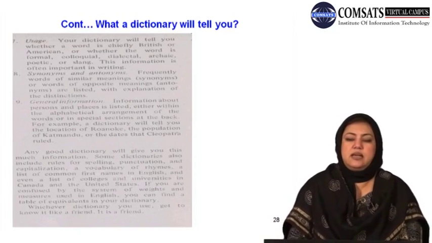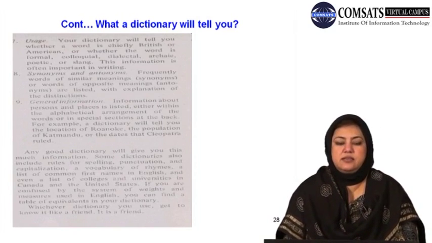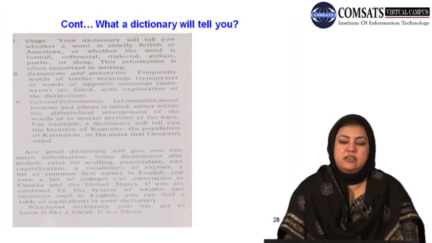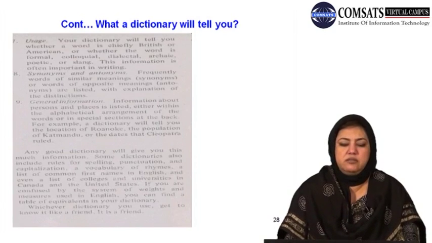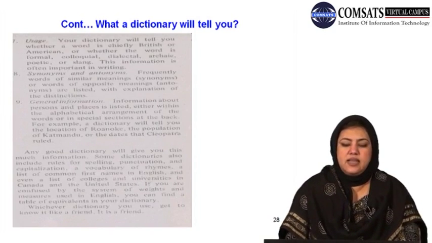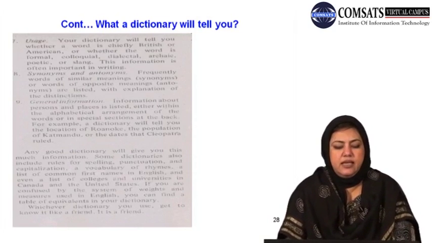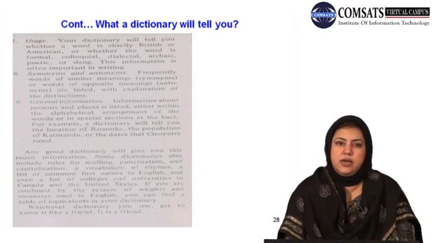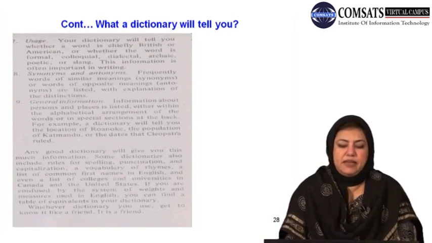Apart from telling all this, a dictionary also gives us some general information. What is this general information? Well, information about persons and places is listed either within the alphabetical arrangement of the words or in special sections at the back. For example, a dictionary will tell you the location of Roanoke, the population of Kathmandu, or the dates that Cleopatra ruled. So important information is somewhere added in it. To sum up this part, I would say any good dictionary will give you this much information that you can use for your academic purposes if you wisely benefit from it.